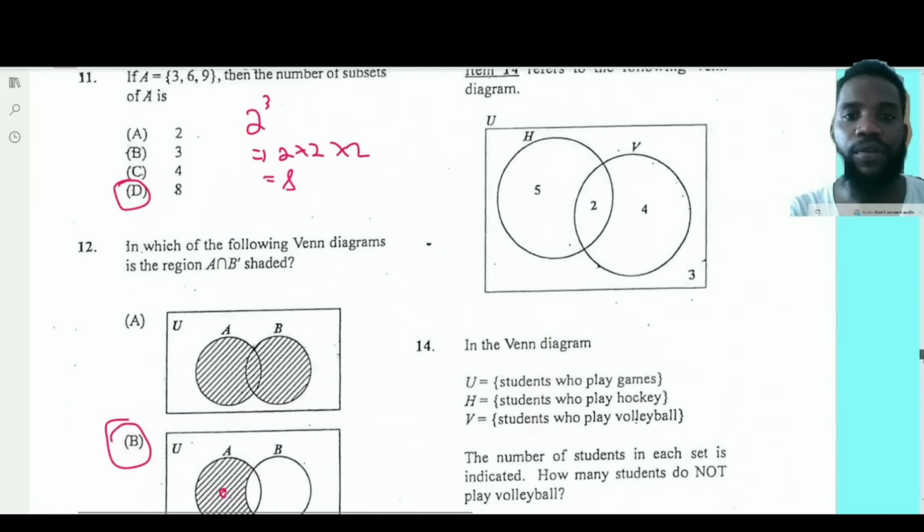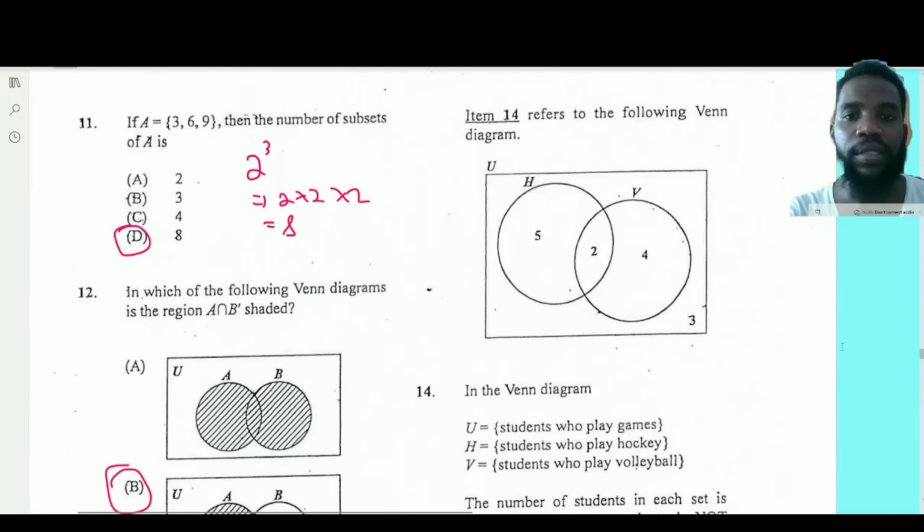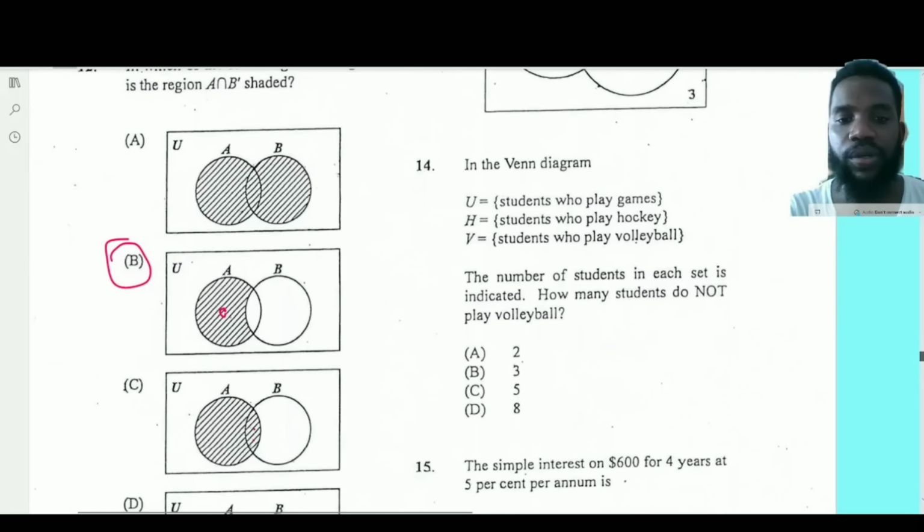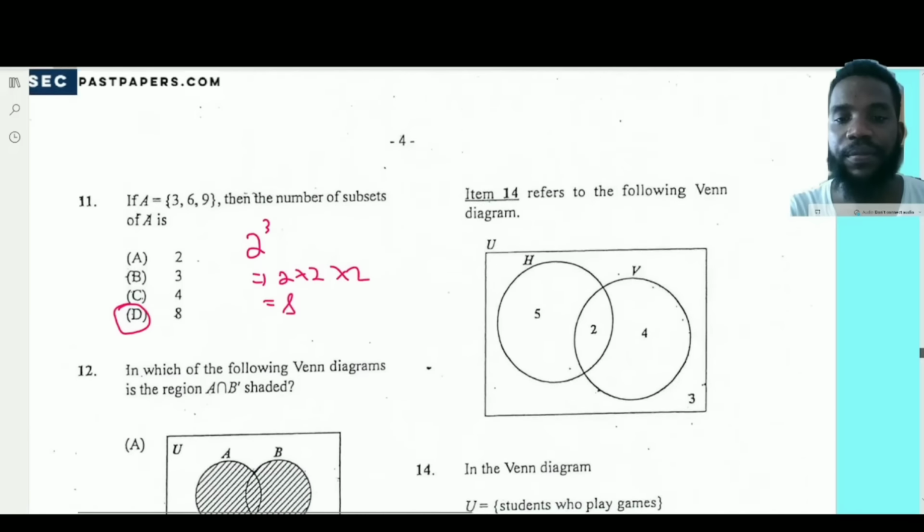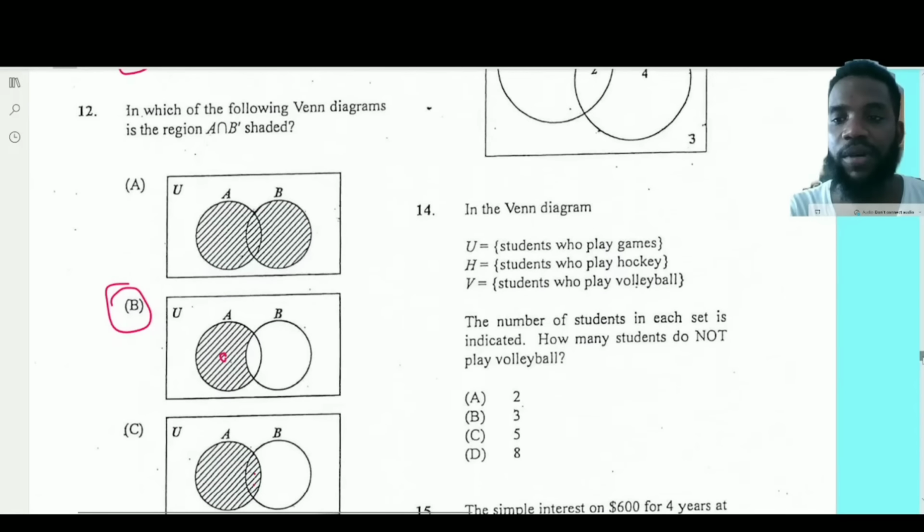Question number 14. All right, so item 14 refers to the following question. So you have H. All right, so the universal set is students who play games, H students who play hockey, and V students who play volleyball. All right, so let's go down. The number of students in each set is indicated. How many students do not play volleyball? They don't play volleyball. V is for volleyball.